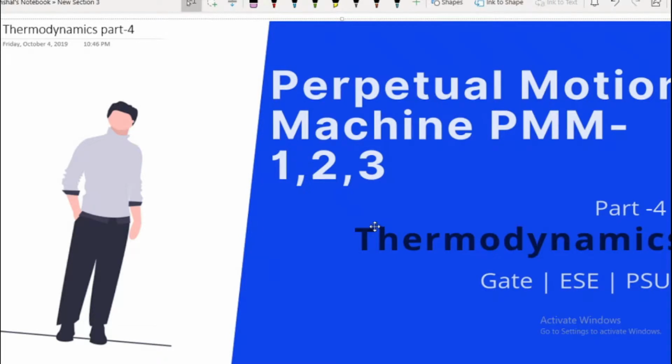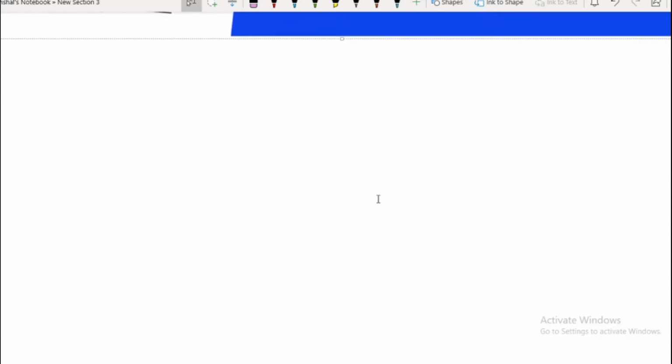So today we will start the thermodynamics topic, part number 4, perpetual motion machine. First of all, we will discuss what is the meaning of perpetual motion machine, and then we will conclude and discuss the different types of perpetual motion machine. So let's start with the PMM, perpetual motion machine.